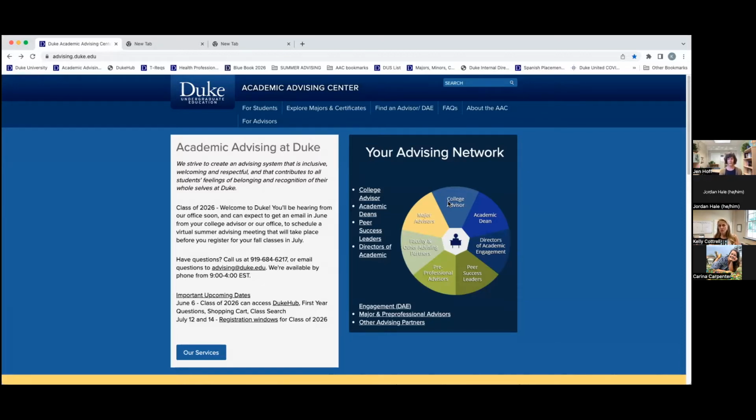So at Duke, as I said, advising happens in a sort of network. Your college advisor is your primary person, but that person cannot by any means be the end-all and be-all and know all of the answers to your questions. But that person will point you in the right direction, help you get oriented to Duke, help you navigate all of the opportunities.